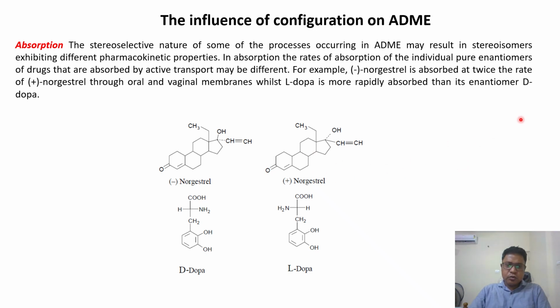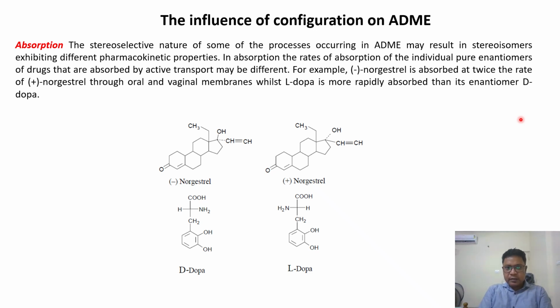So now let us know what is the role of enantiomer drug or chirality in the ADME process: absorption, distribution, metabolism, and excretion process. So, absorption process. Let us see what is the role of enantiomer or chirality in this process. The stereoselective nature of some of the processes occurring in ADME may result in stereoisomers exhibiting different pharmacokinetic properties.